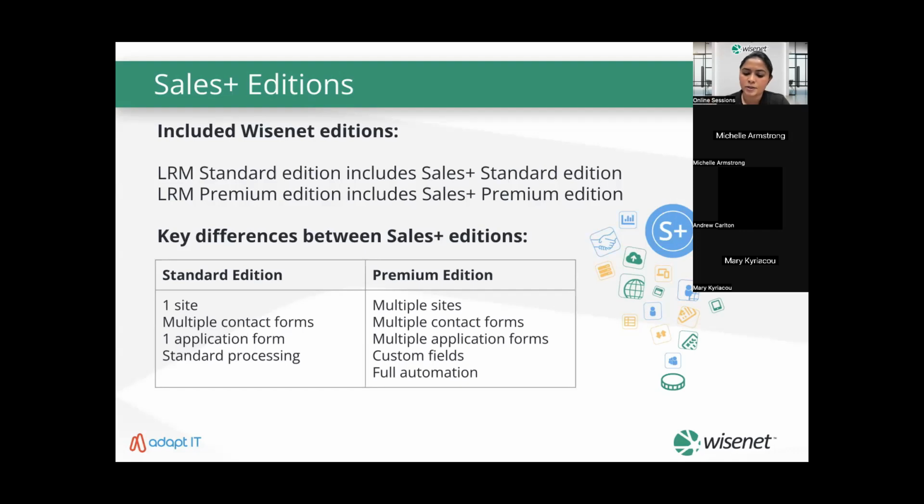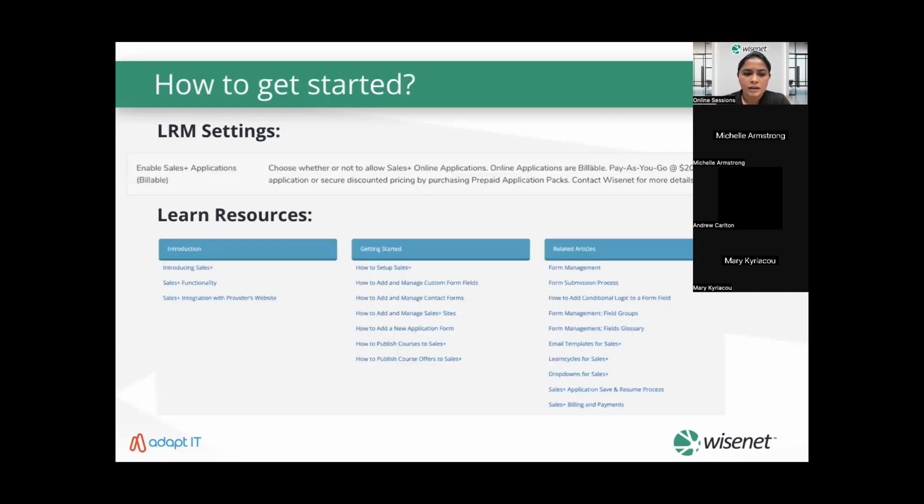So when I say multiple sites, it means like, when you have a branded site for yourself, and if you're dealing with other workplaces or agents who may want to have their own sites with your published courses, you can create a site with their own branding. You can publish multiple contact forms, multiple application forms, have various application types, as well as create your own custom fields with full automation.